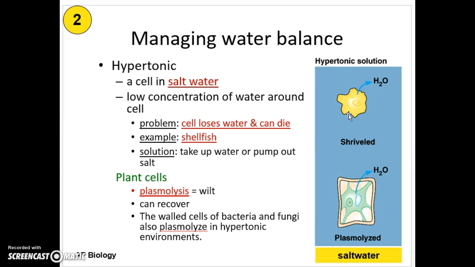And this can happen, for example, with shellfish. If a shellfish is in too salty an environment, it actually will start to shrivel up. And so they actually have a pump within them that pumps salt out of the water that's brought in.